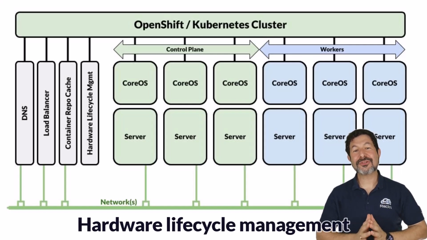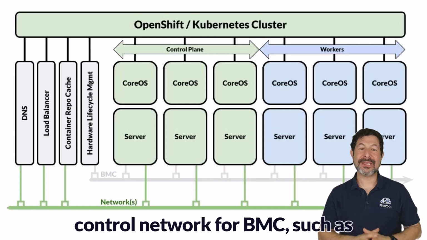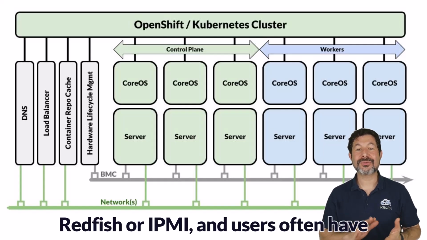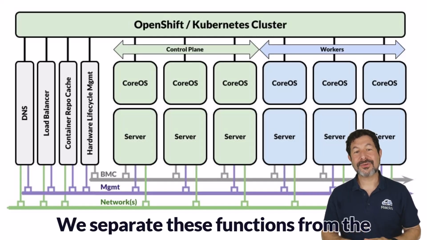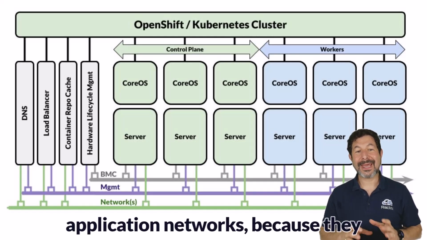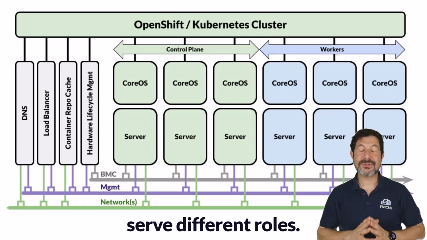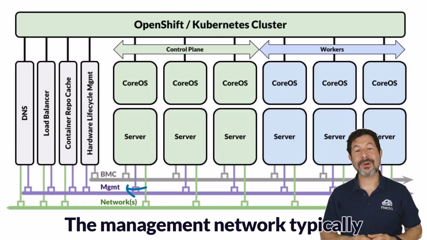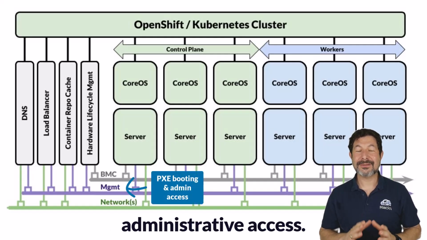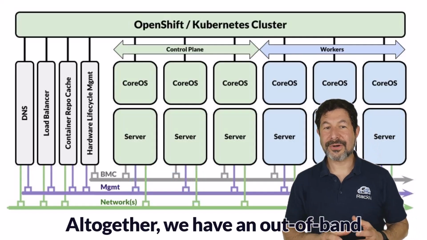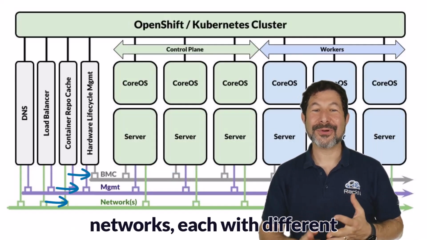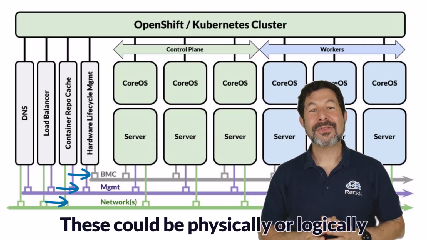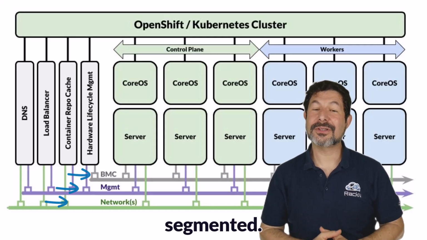Hardware lifecycle management requires that you have an out-of-band control network for BMC such as Redfish or IPMI, and users often have a separate management network. We separate these functions from the Kubernetes control plane and application networks because they serve different roles. The management network typically supports PXE booting and administrative access. Altogether, we have an out-of-band network, dedicated management network, and then additional networks, each with different functions. These could be physically or logically segmented.